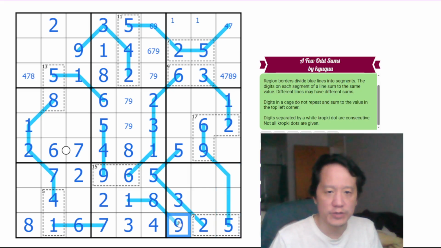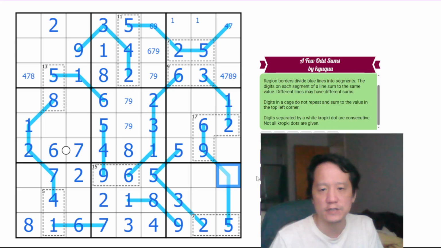Cannot be 1, 9 because of the 9 in the box. Can't be 2, 8 because of the 2 in the box. Can't be 3, 7 because of the 3 in the box. So this is 4 and 6, which makes this a 4, and this is 6 because of this relatively 4 and 6. This can't be 4, so that's 7.